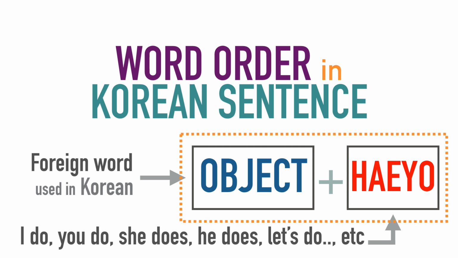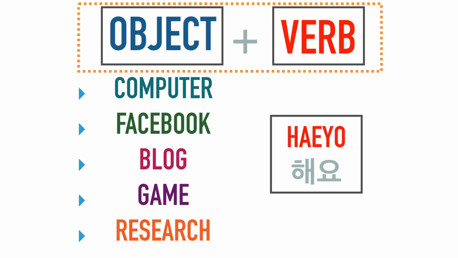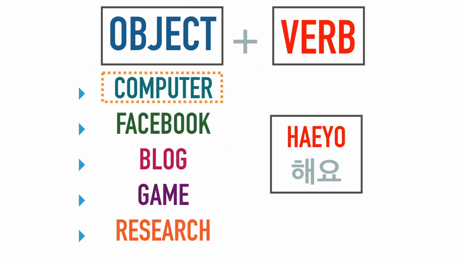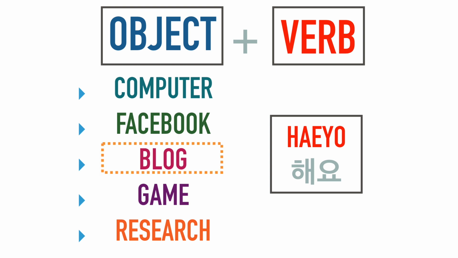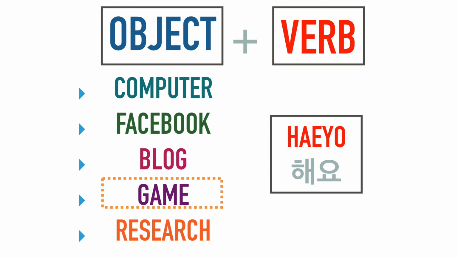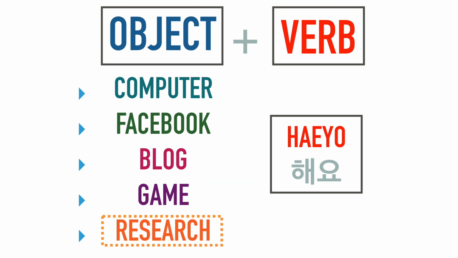Now using this structure where a foreign word is combined with 해요, here are some of the expressions that we learned. 컴퓨터해요 was being on computer or doing something on the computer. 페이스북해요 was equally doing something on Facebook or having a Facebook account. 블로그해요 was blogging. 게임해요 was to play games. 리서치해요 was to carry out research. In the end, we learned 20 expressions like this that you could start using immediately in just 10 minutes.